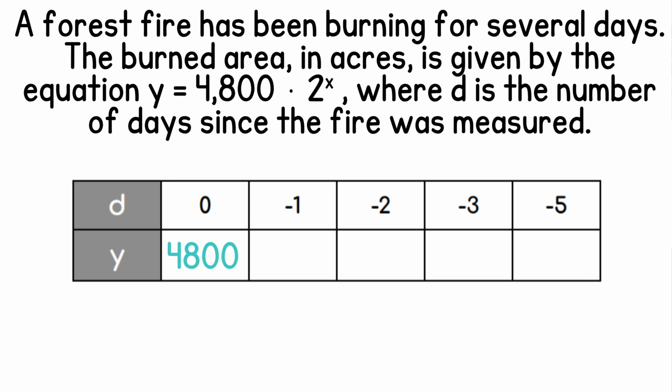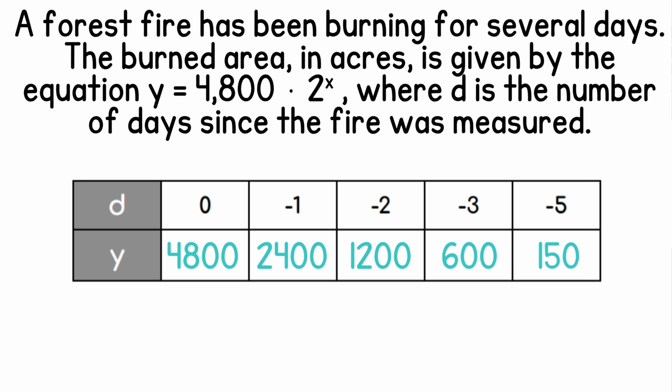So instead of doubling, we're going to be cutting it in half. So half of 4,800 would give us 2,400. And then when d is negative 2, we'll cut this in half again, which gives us 1,200. And then we'll repeat this step for d equals negative 3, which gives us 600. Now we have d is equal to negative 5, so we skipped negative 4, so we'll have to cut this one in half twice. This will give us 150 after cutting it in half twice.